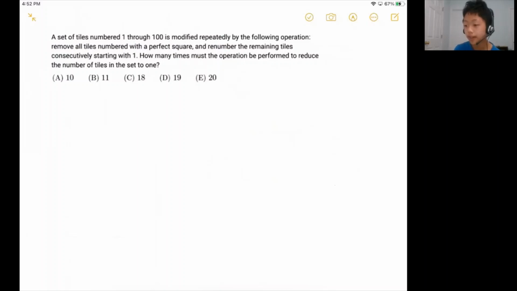So in this question, we have a set of tiles numbered 1 through 100 that is modified repeatedly by the following operation. We need to first remove all tiles numbered with a perfect square and then renumber the remaining tiles consecutively starting from 1. We want to know how many times the operation must be performed to reduce the number of tiles in the set to 1.